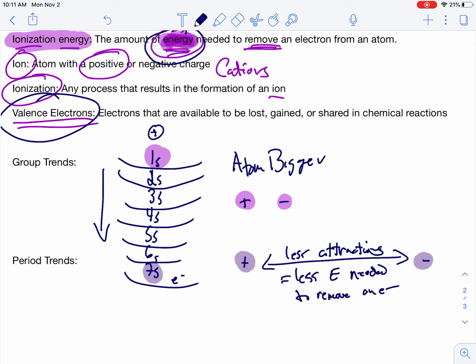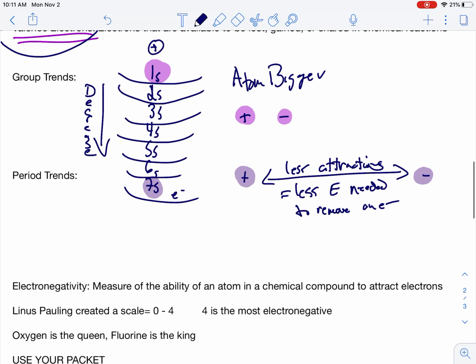So the bigger the atom, the less energy that's required to remove electrons because the positives and negatives are simply not as close. Coulombic attraction states the closer things are, the greater force of attraction you're going to have between positives and negatives, and the further away they are, the less attraction. So the less attraction, the less energy that's required to remove electrons. So group trend, as you go down, the amount of energy should decrease. Hopefully they've explained that pretty well for you.